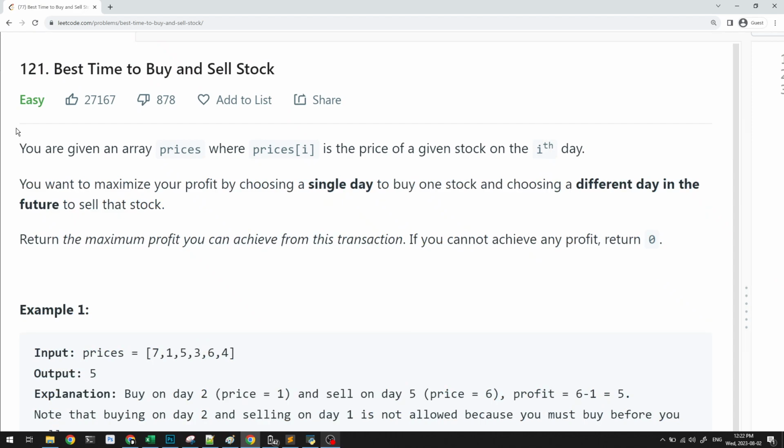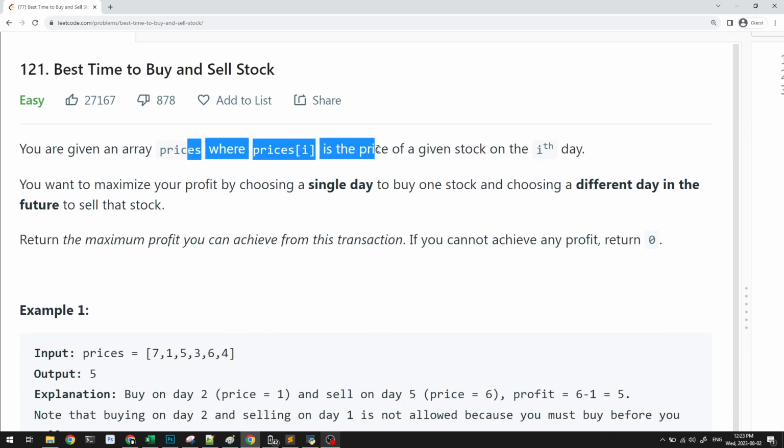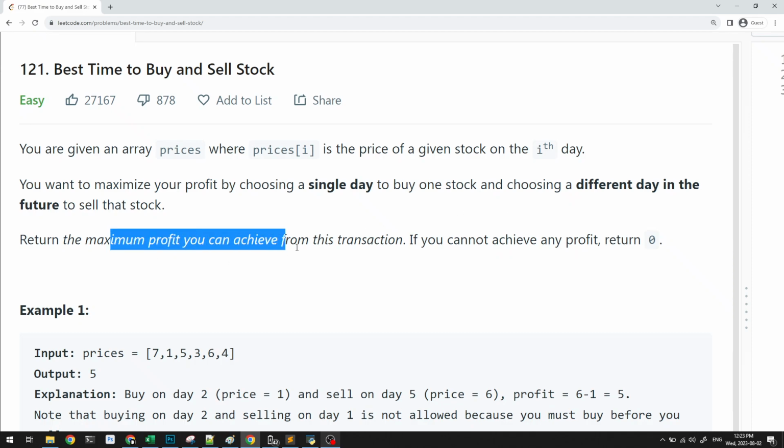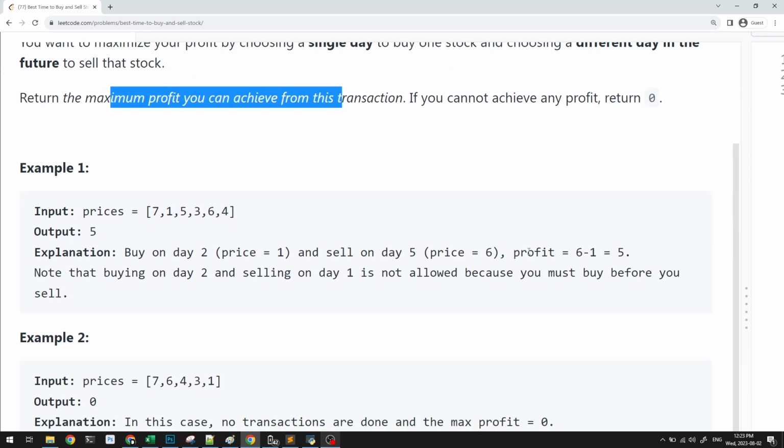In this question, you are given an array of prices where prices[i] is the price of a given stock on the ith day. You want to maximize your profit by choosing a single day to buy one stock and then choosing a different day in the future to sell that stock. We want to return the maximum profit you can achieve from this transaction. If you cannot achieve any profit, then you'll return zero.